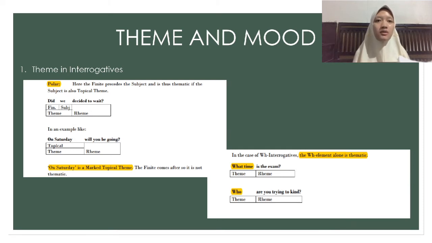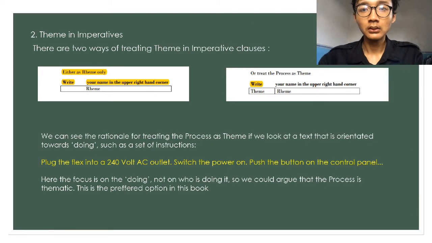In the case of WH interrogatives, the WH element alone is thematic. "What time" is the theme and "is the exam" is the rheme. "Why" is the theme and "are you trying to quit" is the rheme.